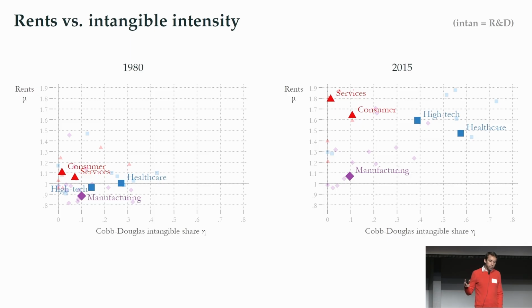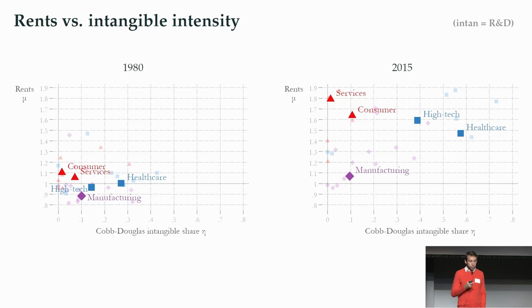And then the rest of the sectors seem like they move on a 45-degree line. Okay, so the high-tech and healthcare move far to the top right, but even within manufacturing subsectors, you see that they line up along the 45-degree line. So where intangible intensity has risen, markups have risen as well.